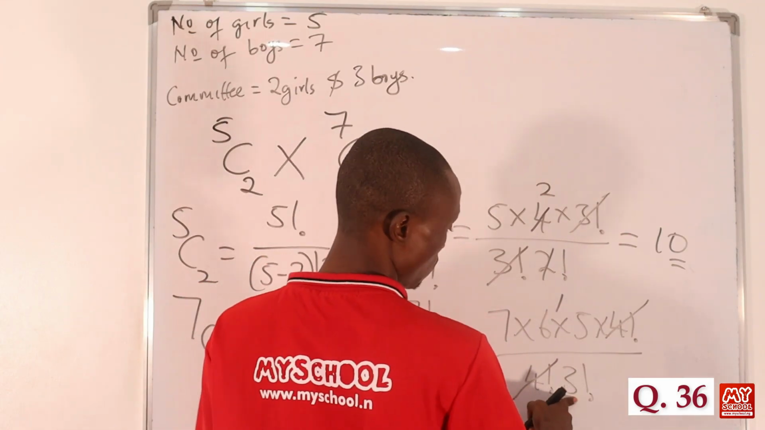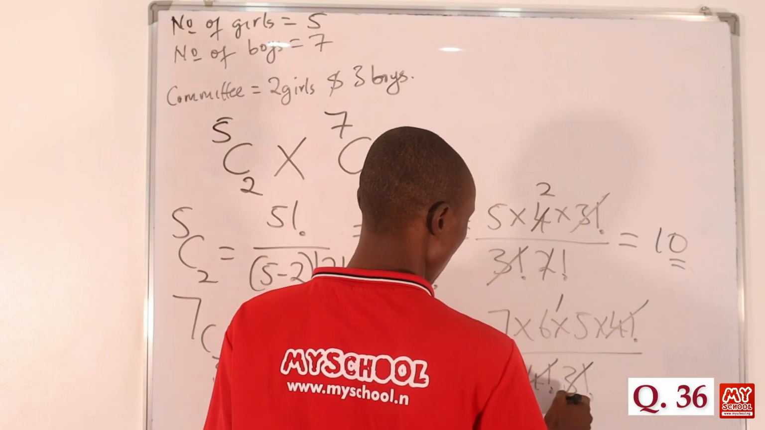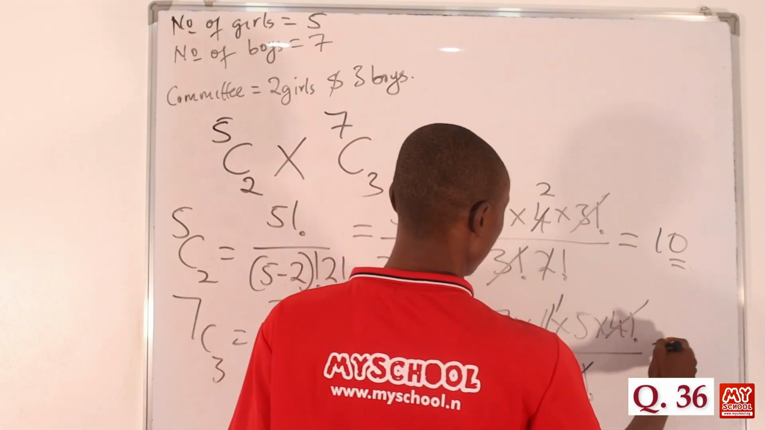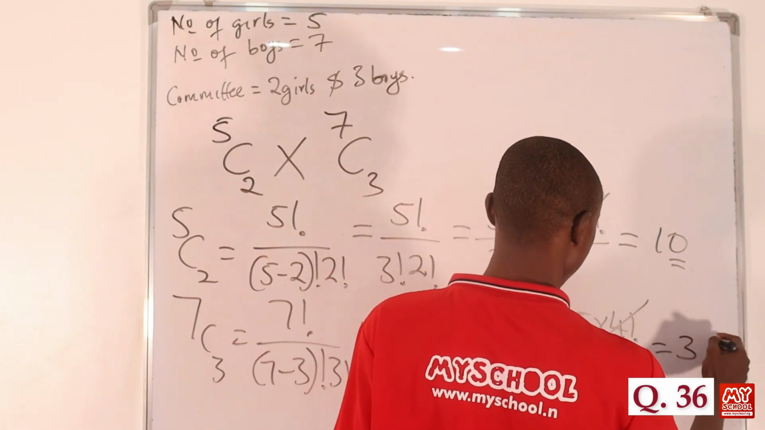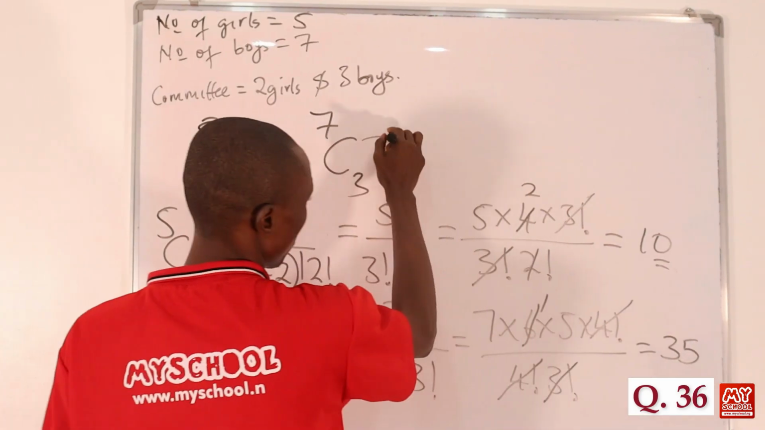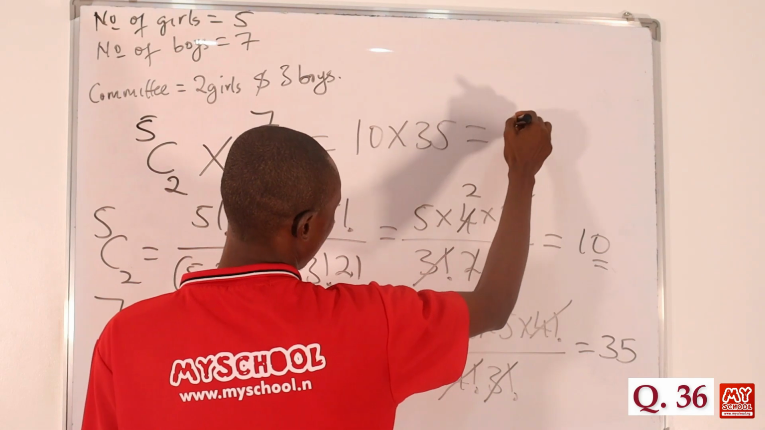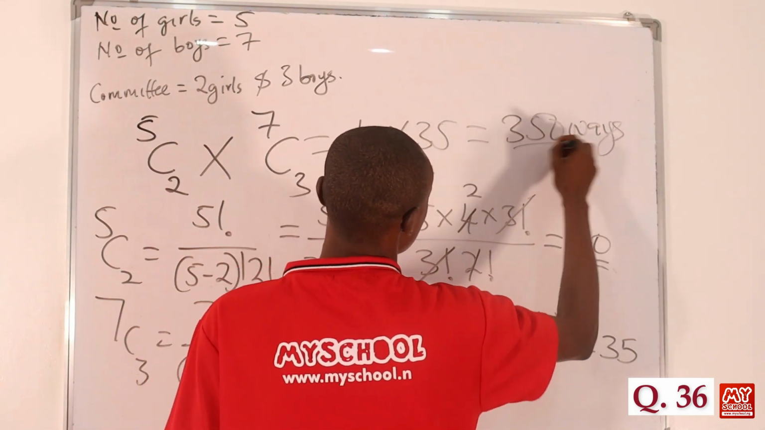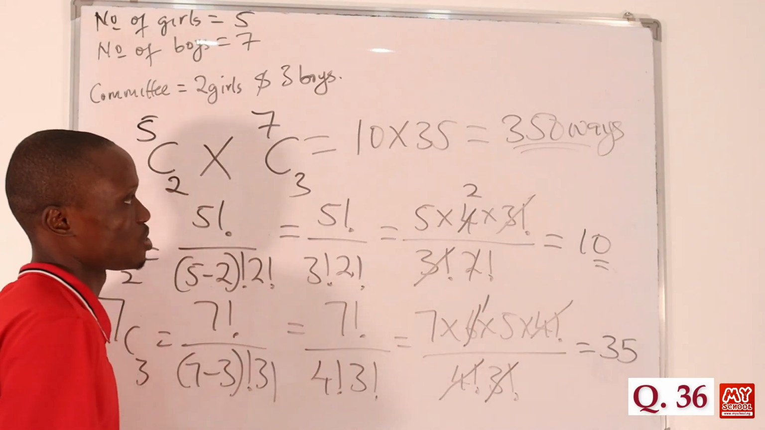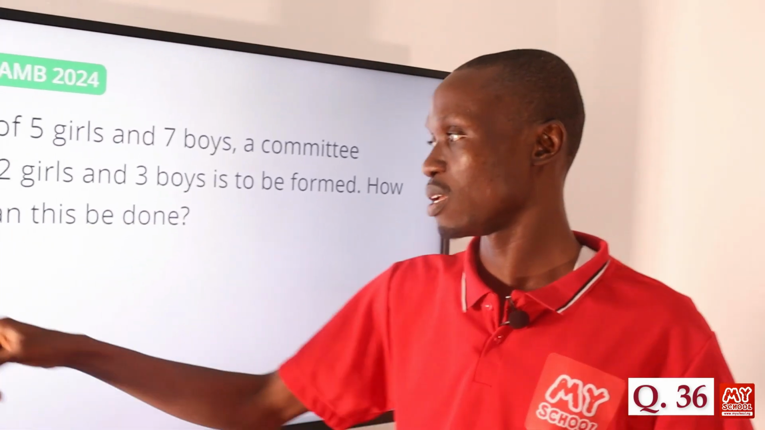But remember that 3 factorial is 3 times 2 times 1, which is equal to 6. So 3 factorial is equal to this. So at the end of the day, we'll have 7 times 5 left, which is equal to 35, right? So if we combine these two, that will be equal to 10 times 35, and this will be equal to 350 ways. Okay, so this can be done in 350 ways. So let's return back to the screen to pick the correct answer to this question, and that is option A, 350 ways.